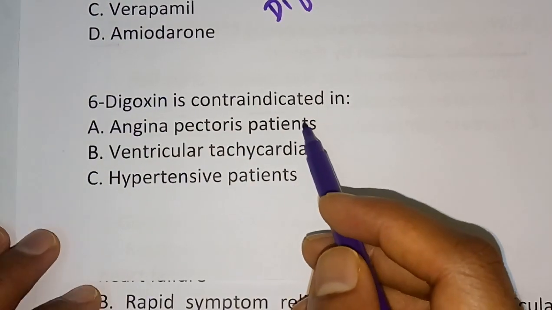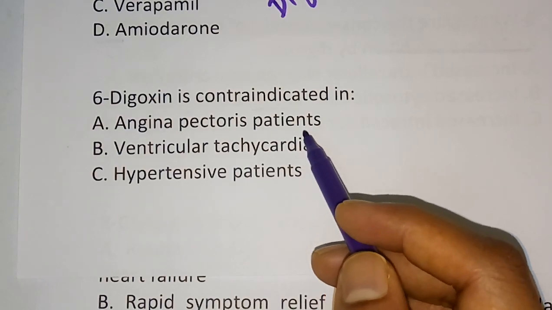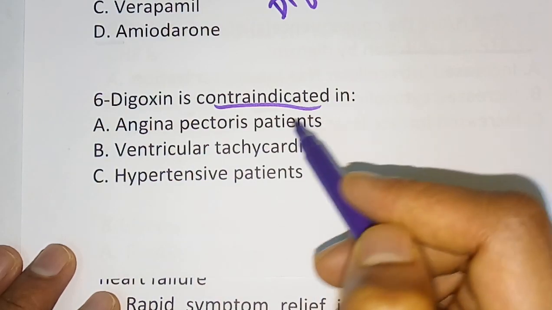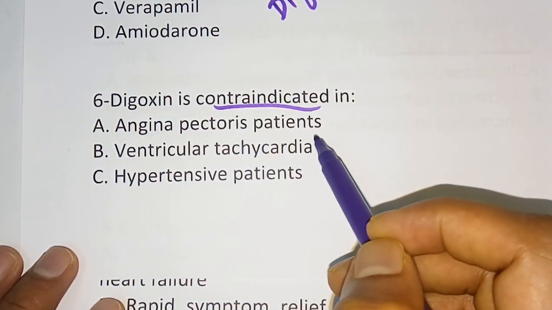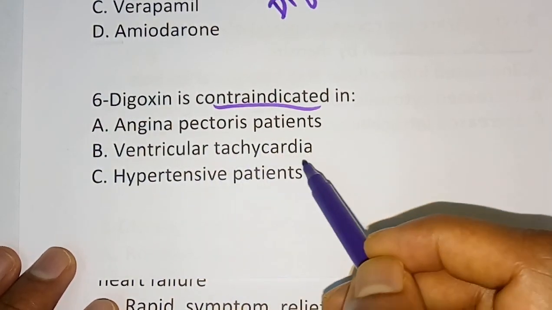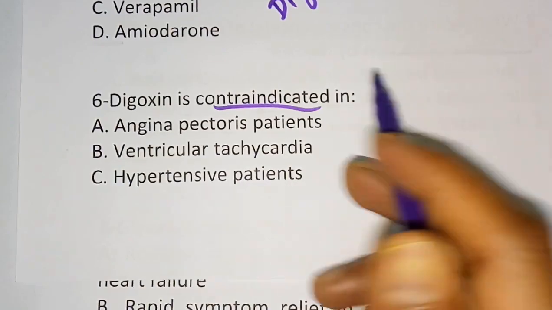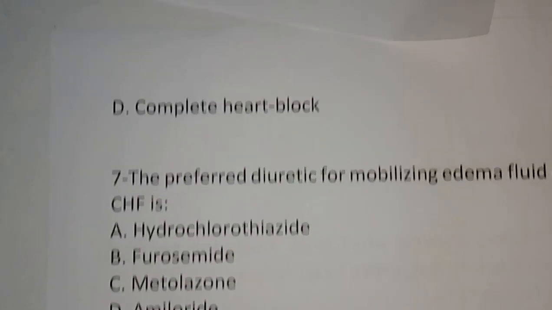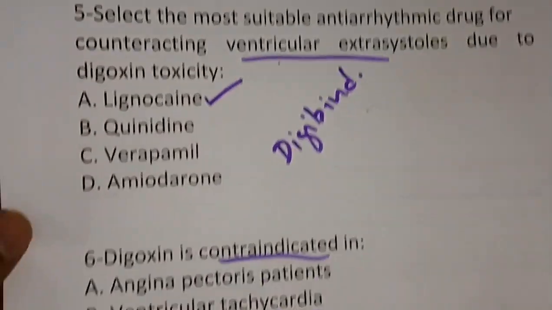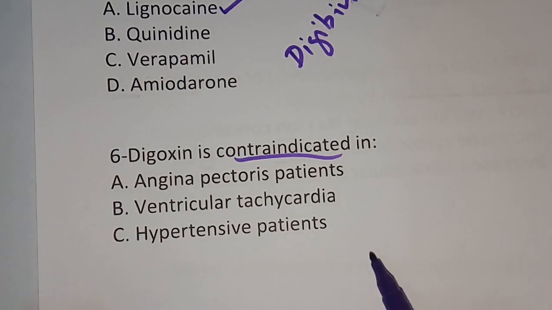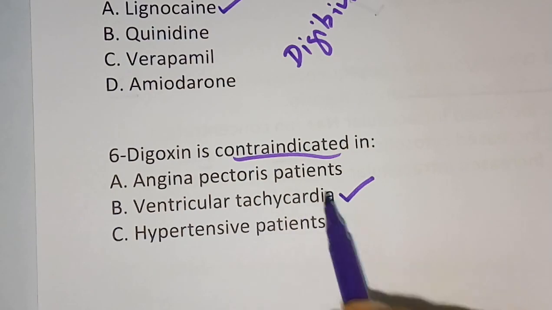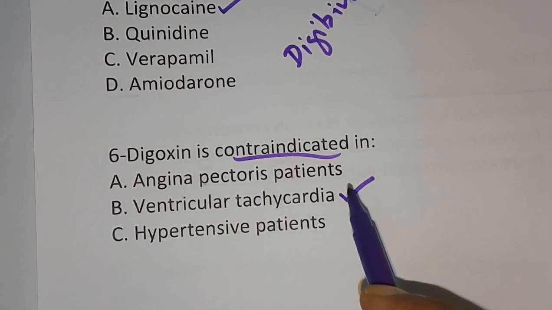Digoxin is contraindicated in which of the following? Option A, angina pectoris patients, option B, ventricular tachycardia, option C, hypertensive patient, and option D, complete heart block. The correct answer for this one, digoxin is contraindicated in option B, ventricular tachycardia. This is one of the cases where digoxin is contraindicated.